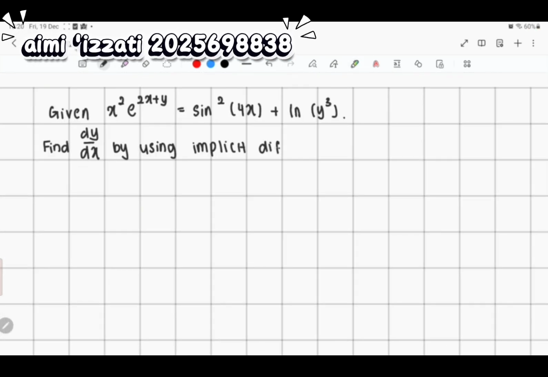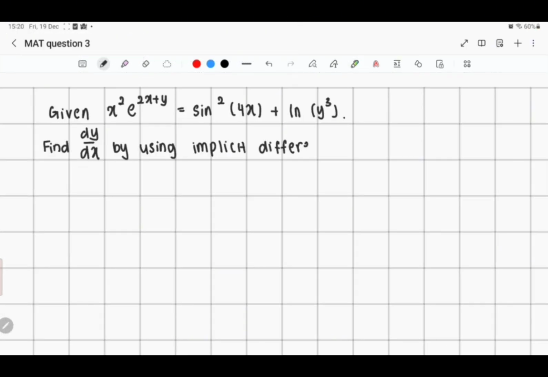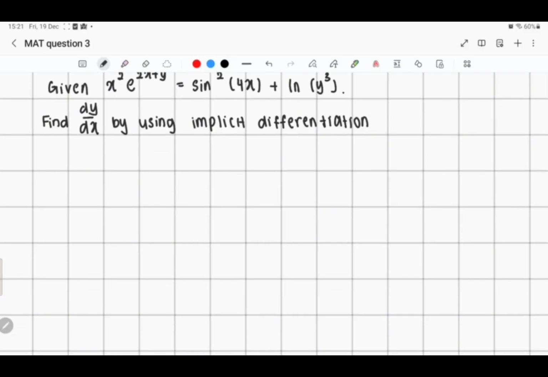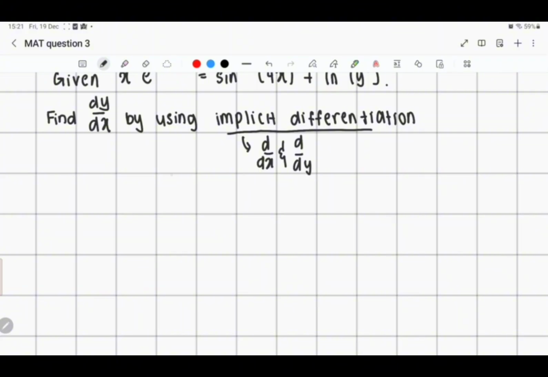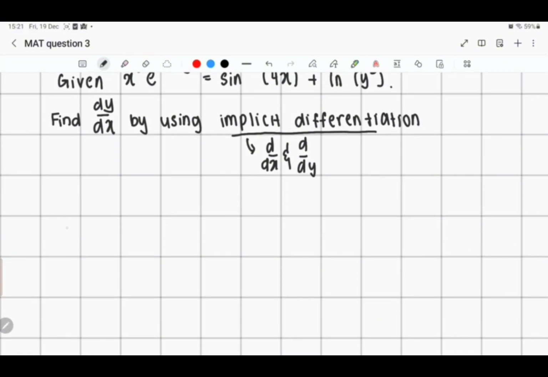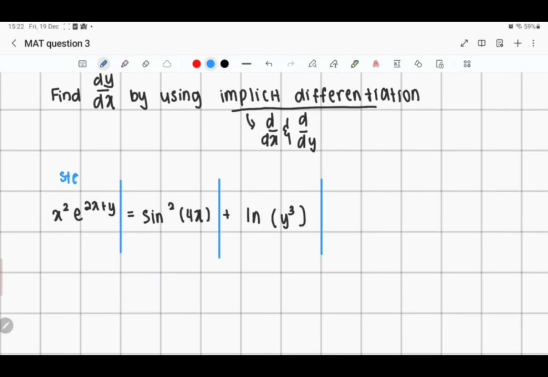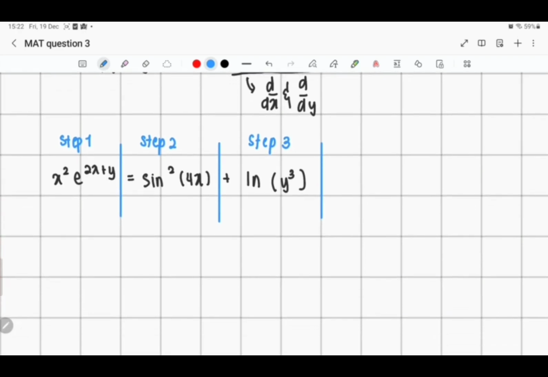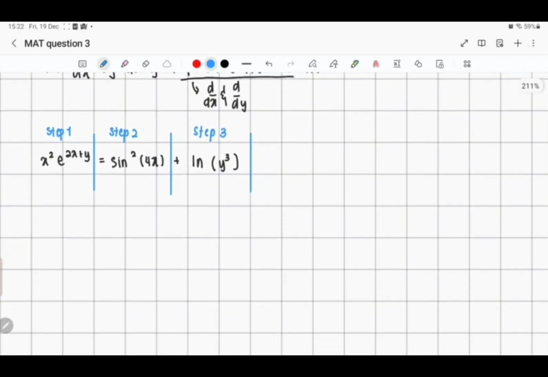For question 3, given x squared e to the power 2x plus y equals sin squared in the bracket 4x plus ln y cubed, find dy/dx by using implicit differentiation. For this question, we need to use the formula d over dx and d over dy, that is the chain rule. First thing first, we need to divide the equation into 3 steps, which is x squared e to the x plus y is the first step, sin squared 4x is the second step, and ln y cubed is the third step.